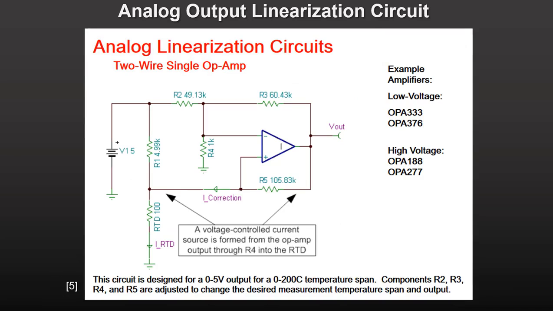A resistive network combined with a single op-amp is enough to linearize the output of a two-wire RTD. In this circuit, a voltage-controlled current source is formed from the op-amp output through R5 into the RTD. This is a simple resistive network, and the output voltage is directly proportional to the resistance of the RTD and thus to the temperature. The circuit gets more complicated for the 3-wire and 4-wire RTDs, so another option is to try software compensation for the output. A linearized output signal eliminates the need for table lookup software commonly used with thermocouples.